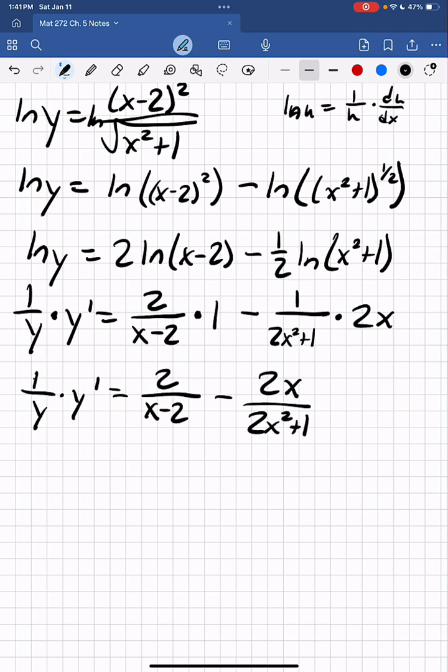Okay. Well, my goal is to get y by itself, or y prime by itself, because ultimately I'm trying to take the derivative of y. So to do that, I can multiply over by y since I'm dividing by y on the left. So I'll just multiply both sides by y, to say that y prime is now equal to y times all of this.